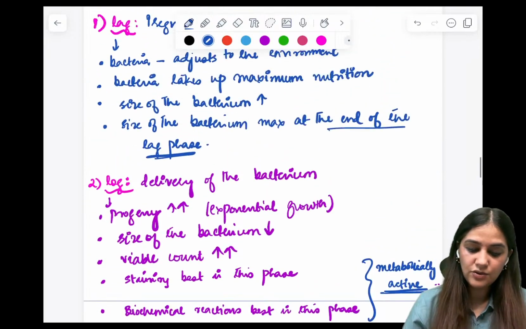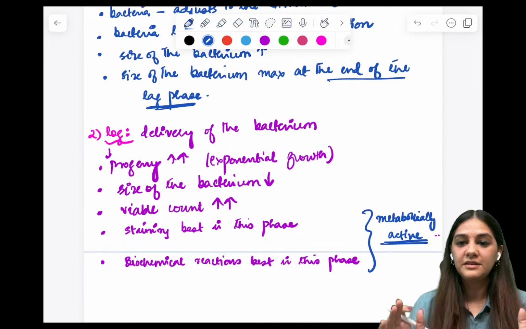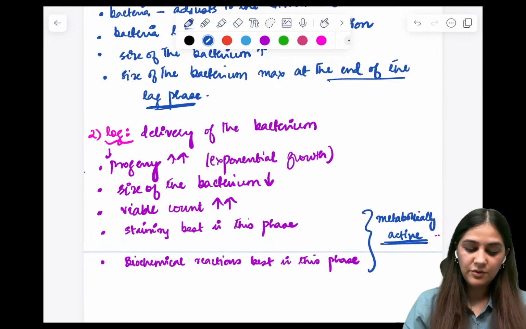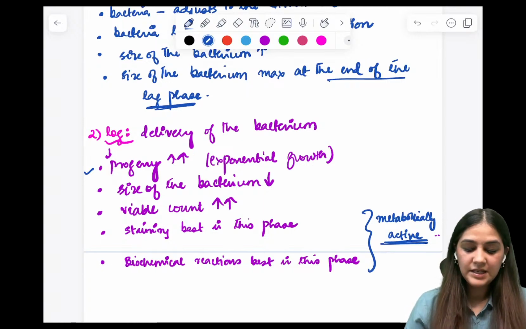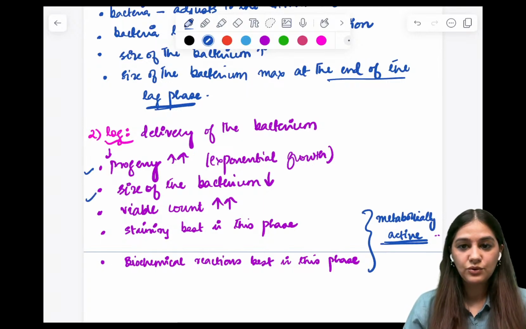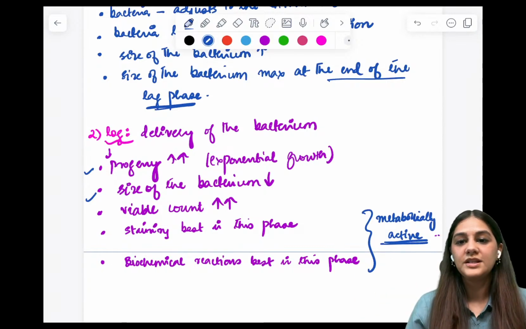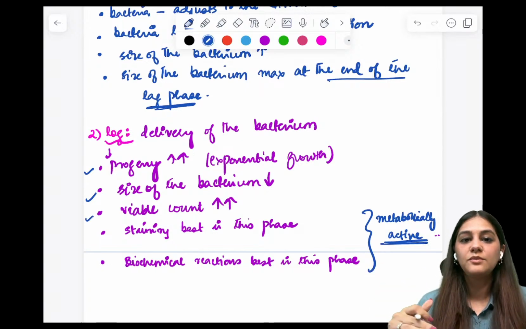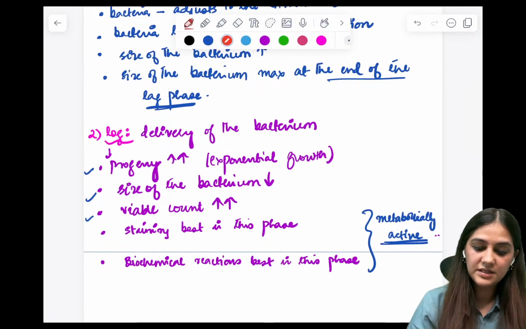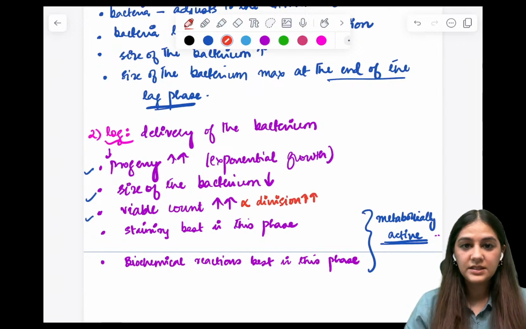So again, let's talk about the log phase. Remember, the delivery of the bacterium is happening here. The mother bacterium is going to divide. So the number of progenies are increasing, and that is why there's an exponential growth, right? The size of the bacterium is going to decrease. That means the mother bacterium has now delivered, and the size of the mother is going to decrease. The total viable count is going to increase because the number of progenies are increasing, and as we discussed, it is directly proportional to the division. So division increasing, so viable count is increasing.